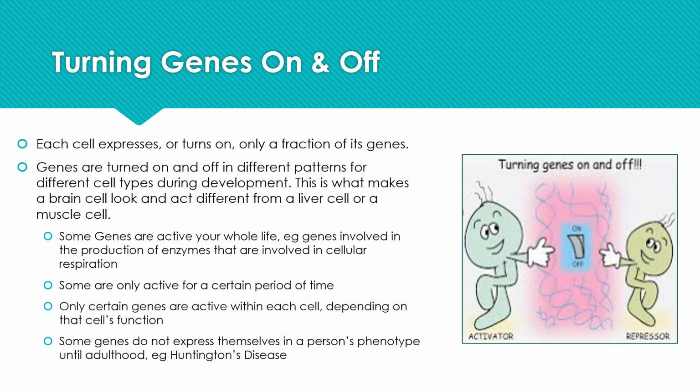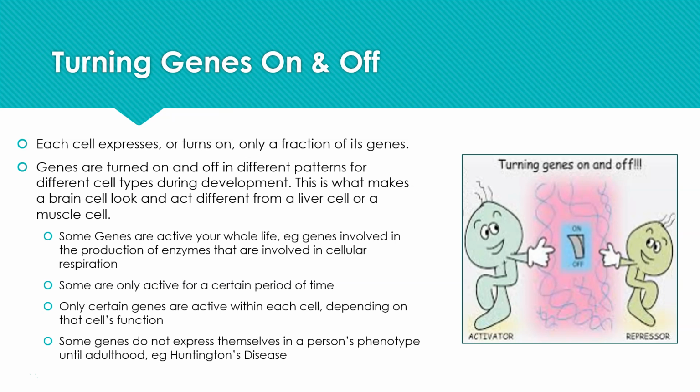Cells that are the same kind and have to do the same job generally will express the same genes in the same way at the same times. But when they're in different areas or have different roles, they're going to do that differently. You're going to have some genes that are active for your entire life, particularly anything that's involved in production of enzymes for cellular respiration and that sort of thing, because all your cells need to be able to do that, and they need to be able to do it all the time. You need those genes being expressed all the time in every cell.